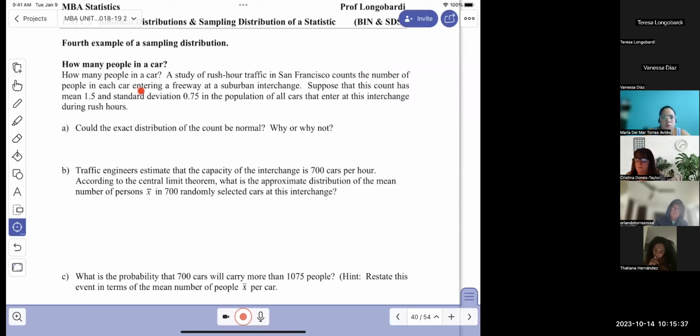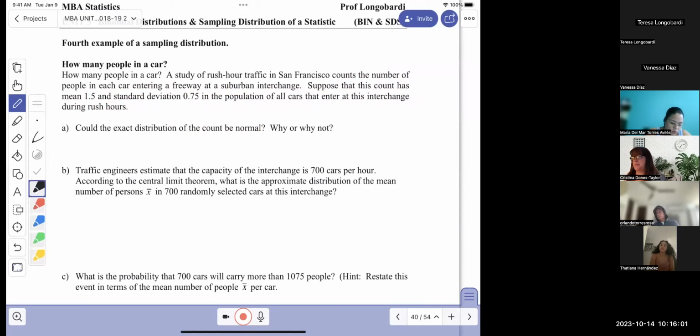So how many people in a car? A study of rush hour traffic in San Francisco counts the number of people in each car entering a freeway at an interchange. Suppose that this count has a mean of 1.5 and a standard deviation of 0.75 in the population of all cars that enter at this interchange during rush hour. Could the exact distribution of the count be normal? And you say no, because it's discrete.